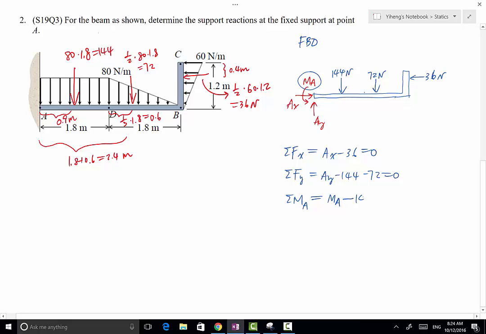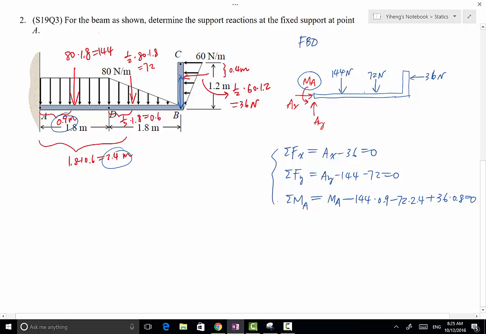And then the 144 Newton force creates clockwise rotation with a moment arm of 0.9 meter. And then the 72 Newton force also creates clockwise rotation with a moment arm of 2.4 meter. Lastly, the 36 Newton force creates counterclockwise rotation. The moment arm is this distance right here. This distance is 1.2 minus 0.4, therefore 0.8 meter. So now we have 3 equations and 3 unknowns.